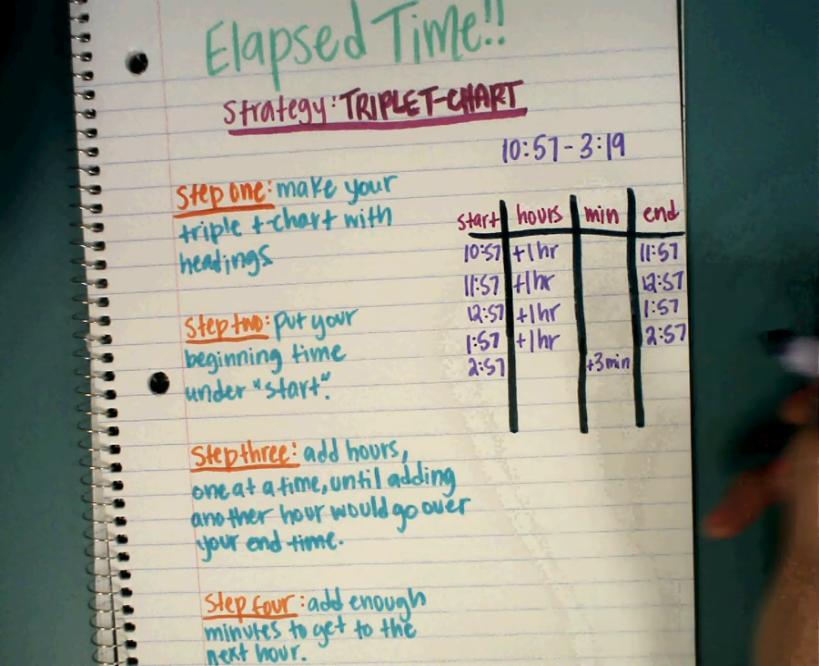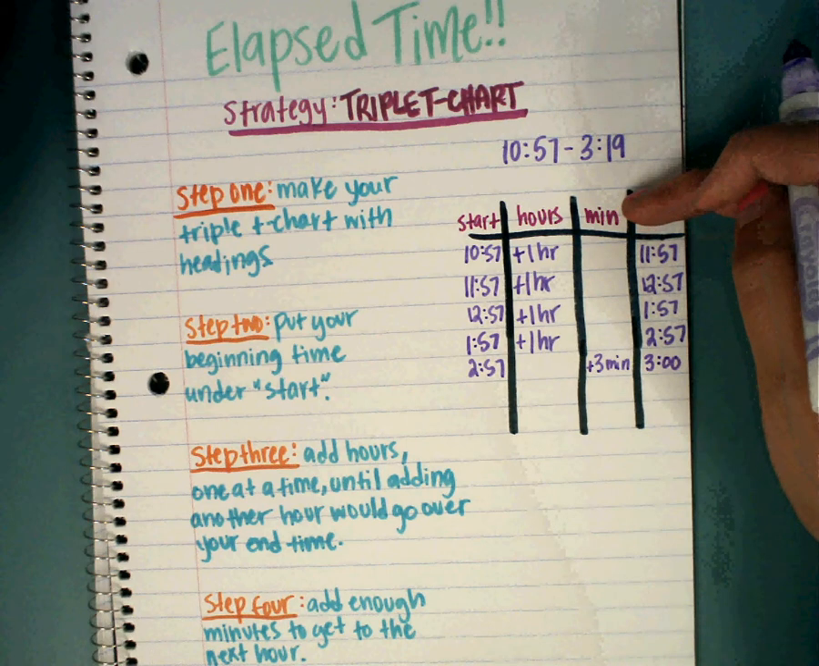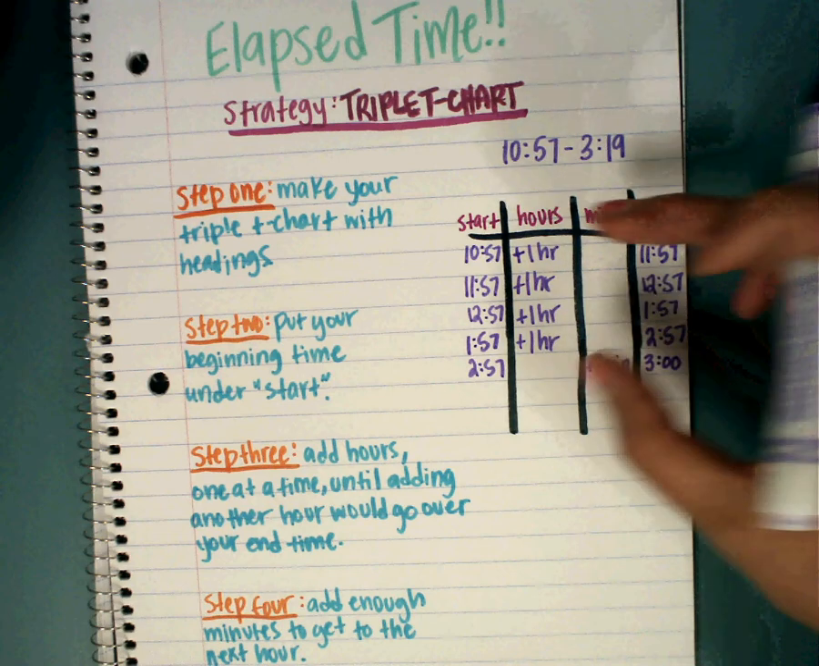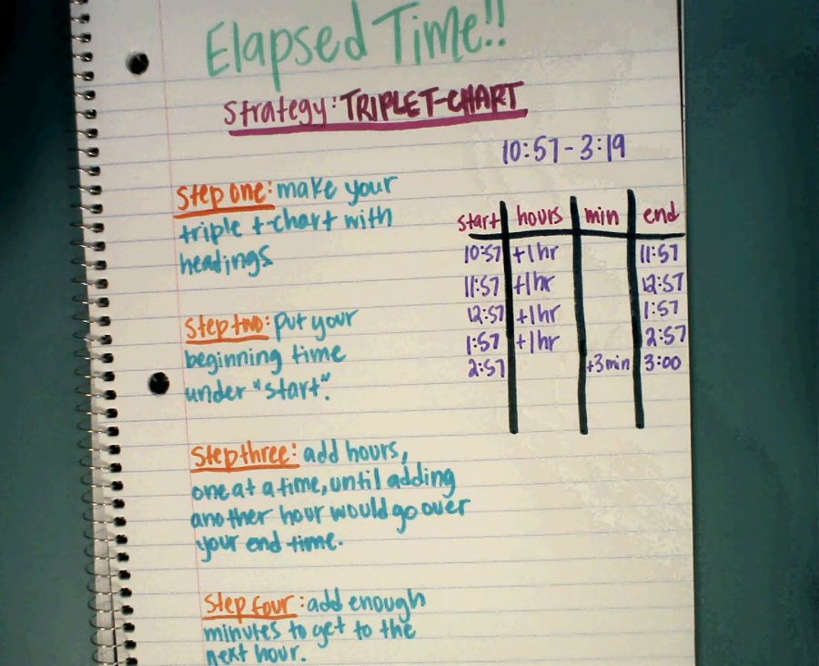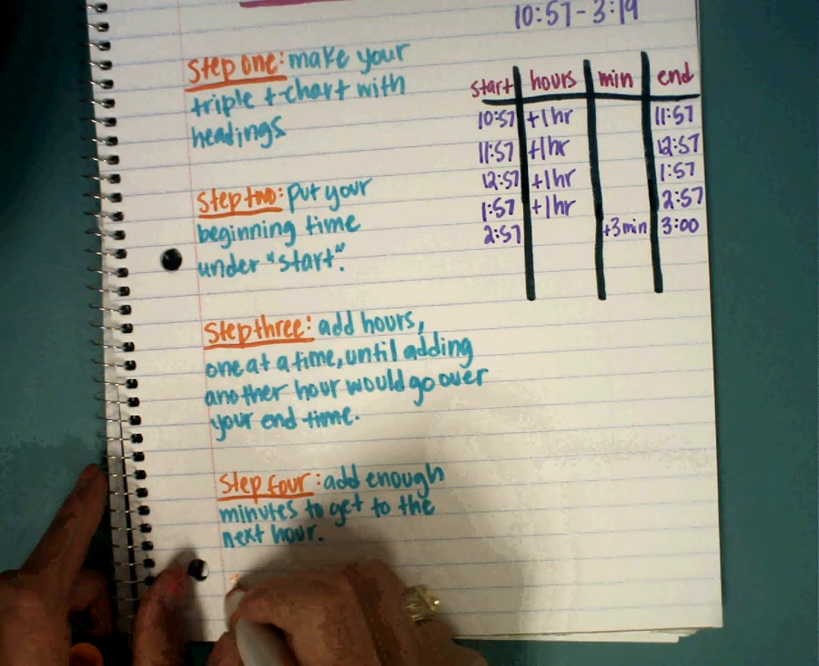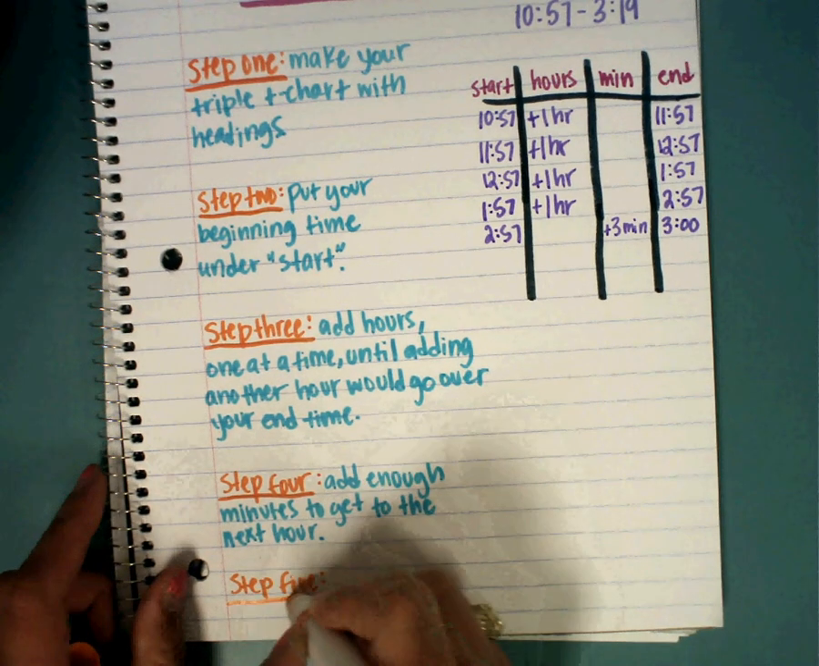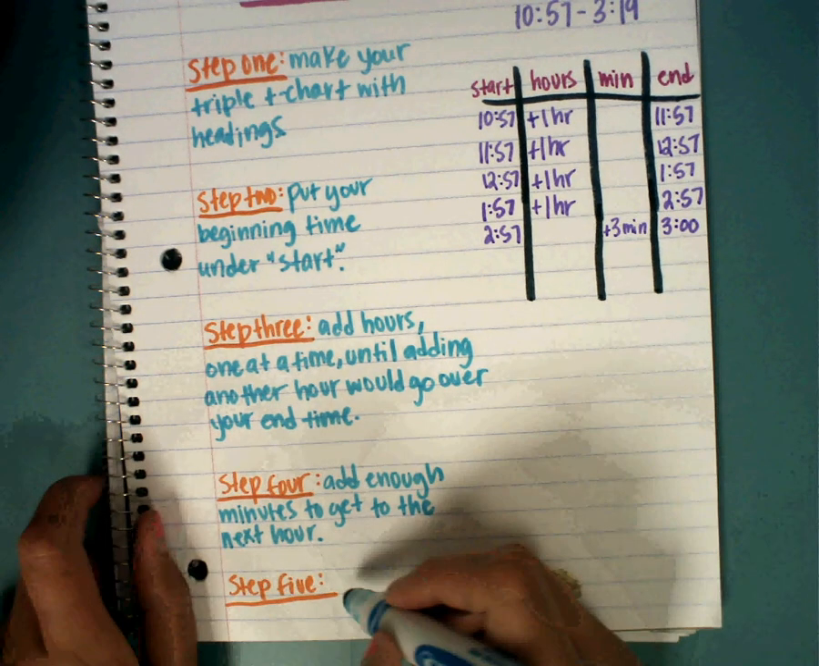Do you see how I'm putting this in the minutes column now? I'm adding the minutes in the minutes column. This is because eventually I'm going to be adding the hours up and adding the minutes up to see what the elapsed time is. Okay? So now step 5. Step 5 is add enough minutes to get to your end time.